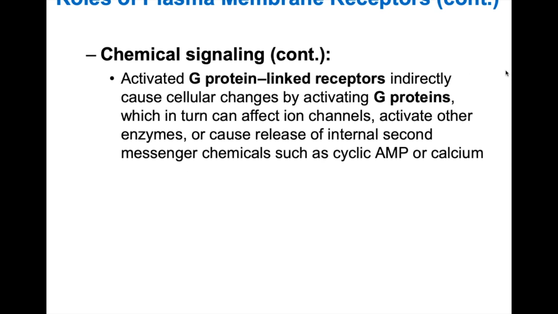We have chemical signaling revolving around our G proteins. So activated G protein linked receptors indirectly cause cellular changes by activating G proteins, and G proteins help with transmitting signals, essentially, which in turn can affect ion channels, activate other enzymes, or cause a release of internal second messenger chemicals, such as cyclic AMP or calcium. So this is kind of like a cascade event. Yes, that sounds like a lot of words.